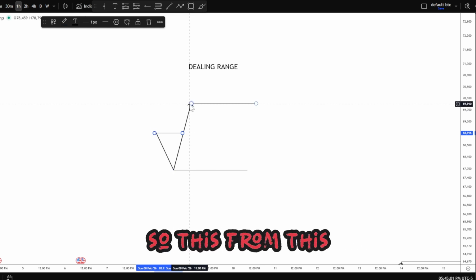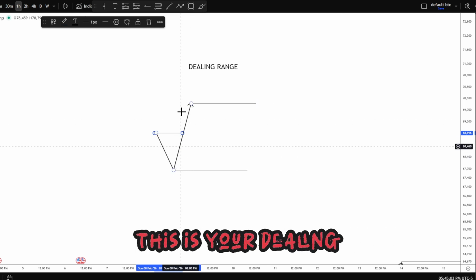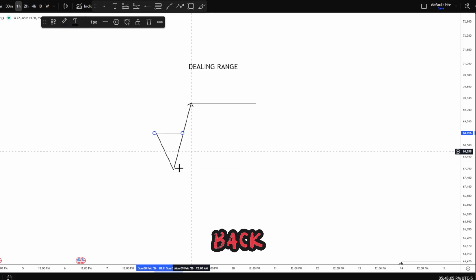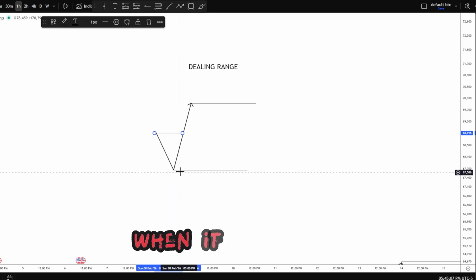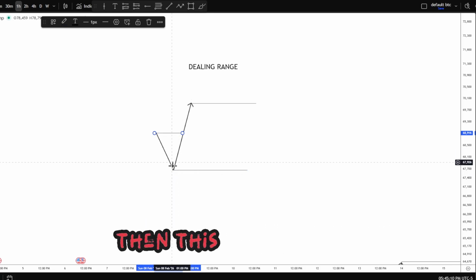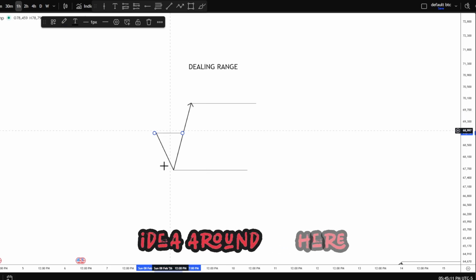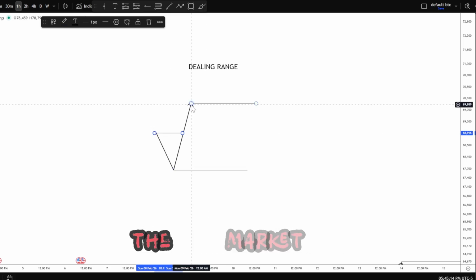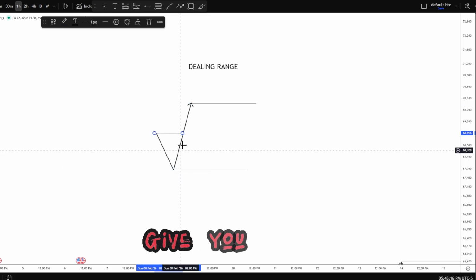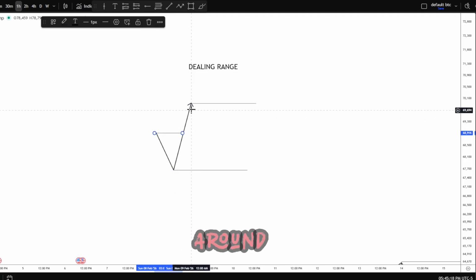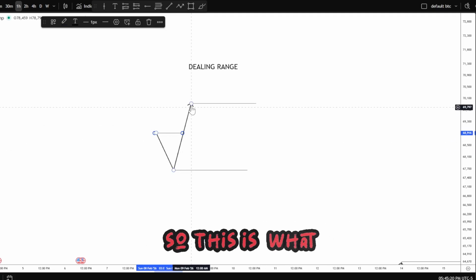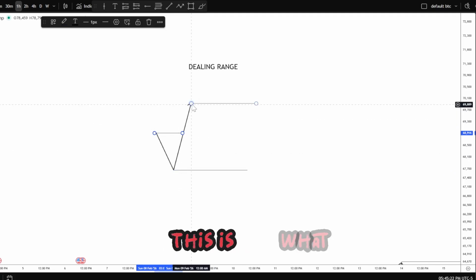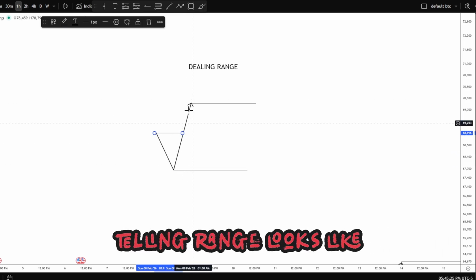From this high to this low, this is your dealing range, because when the market retraces back, you are not looking at the market to break this low. If the market breaks this low, then this whole buying idea around here is very wrong. So you are looking for the market to retrace back and give you a buying opportunity around this place. This is what a dealing range looks like.